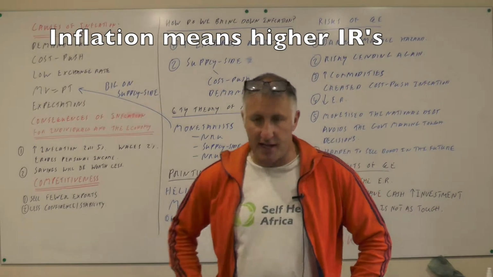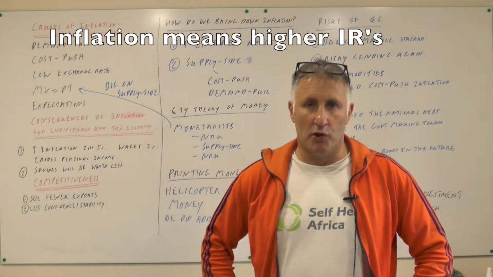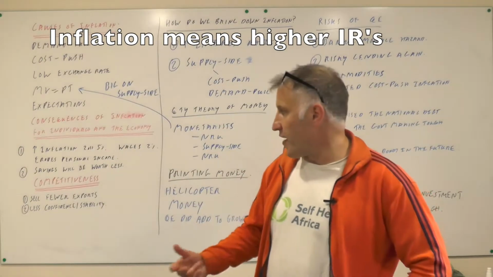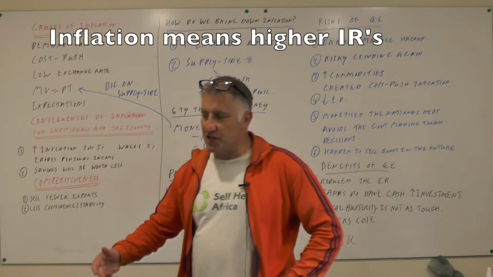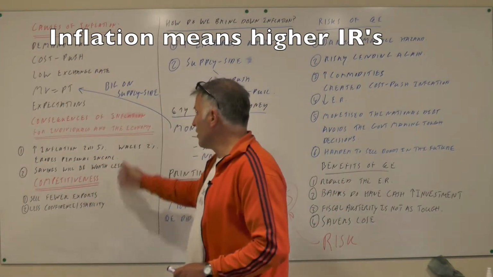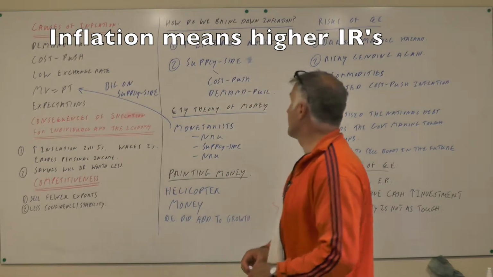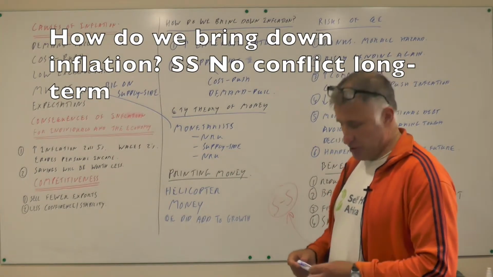If our inflation rate is higher than Germany's, then our goods will become less competitive, so therefore it will be harder to sell our goods. And actually what inflation does is it creates less confidence and stability within the economy. We've already covered this. How do we bring down inflation?